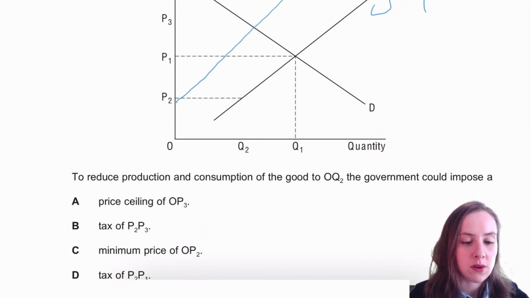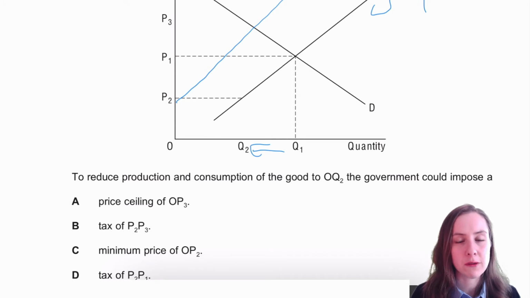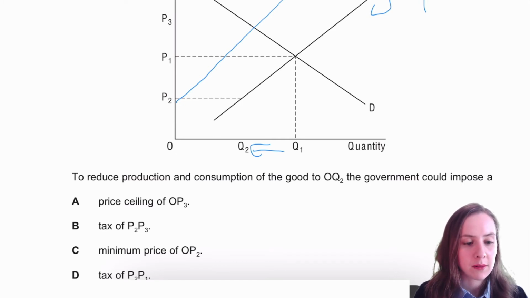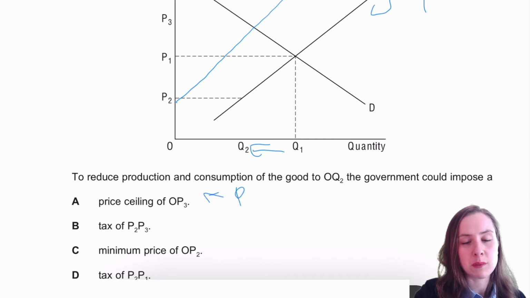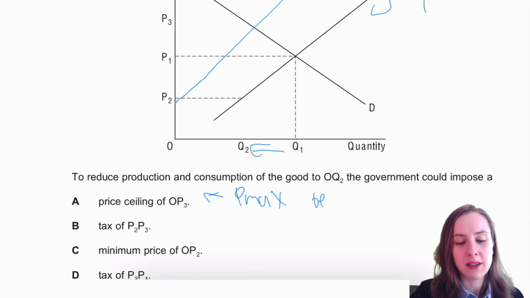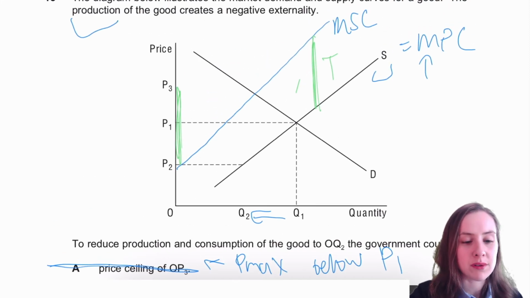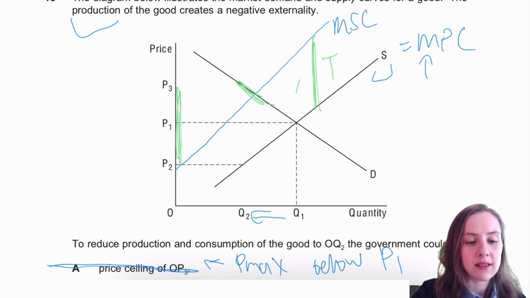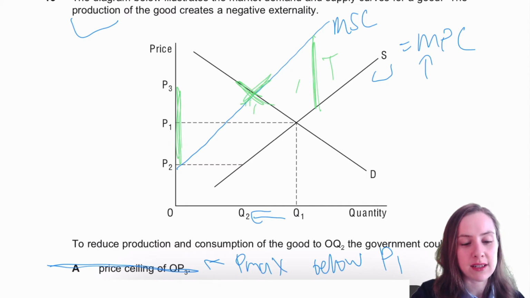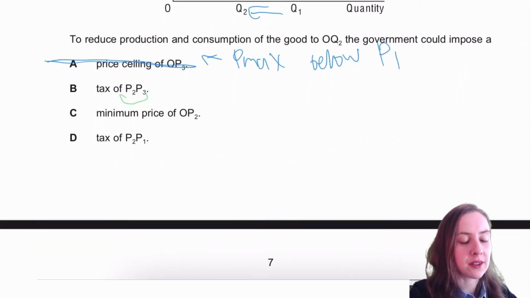To reduce consumption to OQ2, taxes, that kind of thing, minimum prices, price ceiling. This is a maximum price, and that should always be below P1, so that's just wrong. Tax of P2, P3, yeah, this is the answer. If you tax P2, P3, it's hard to see what that means, but it means that all of this much would be tax. You can imagine that same height, this height, that's a tax. So that's going to shift your supply curve up by that exact amount. If that happens, your new equilibrium will be where this meets this, which would equal Q2. So that's the answer.